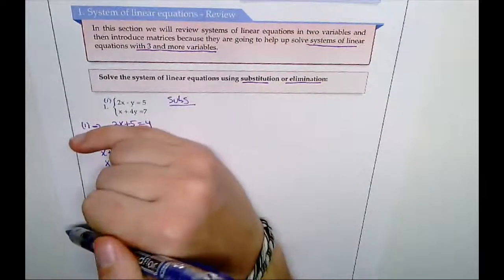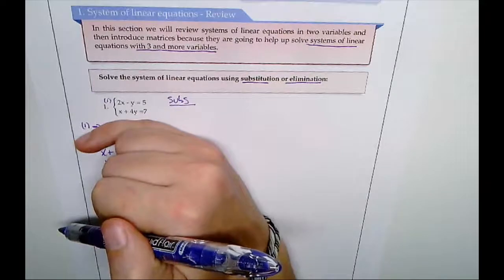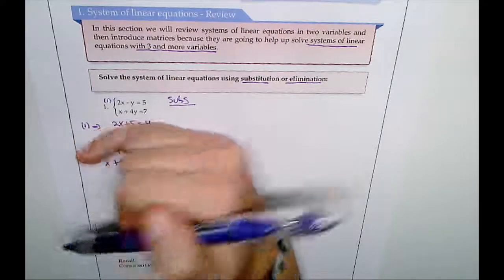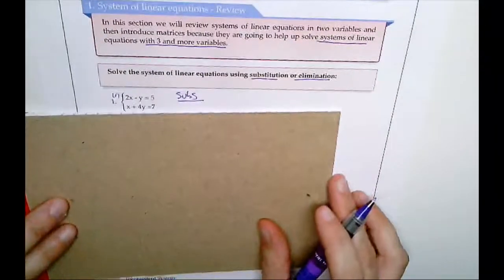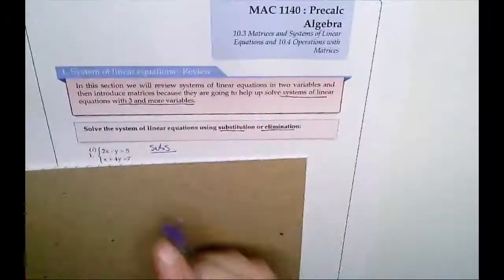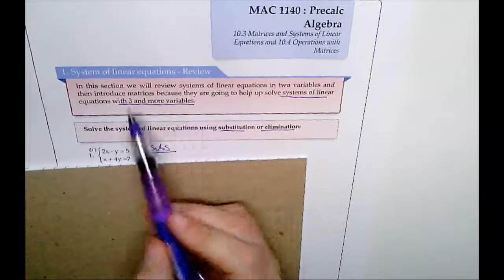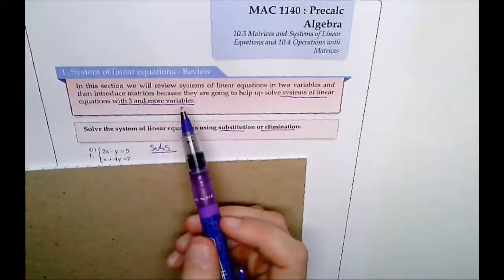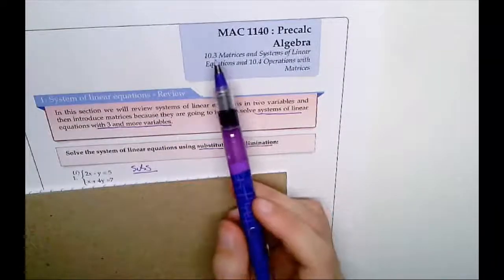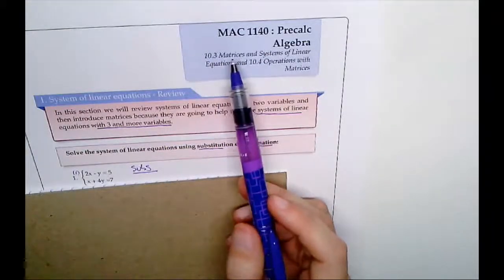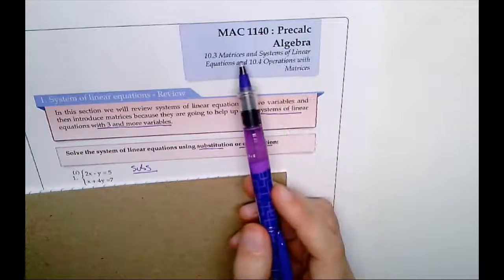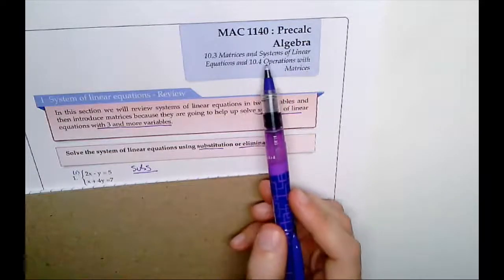Alright, so we are going to solve systems of linear equations with 3 or more variables. To do that, we're going to learn about matrices. So this is section 10.3, matrices and systems of linear equations, and operations with matrices in 10.4.